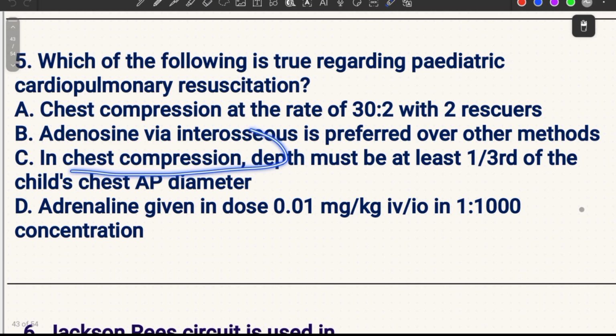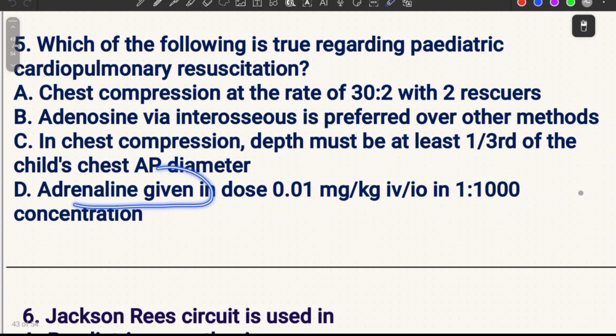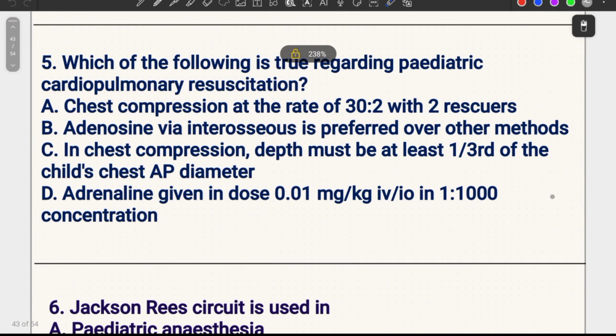In chest compression, the depth must be at least 1/3 of the child's chest AP diameter. Yes, this we have seen in our previous questions also. Correct. Adrenaline is given in a dose of 0.01 mg per kg IV or intraosseous route in 1:1000 concentration. In children, we will use epinephrine, not adrenaline.